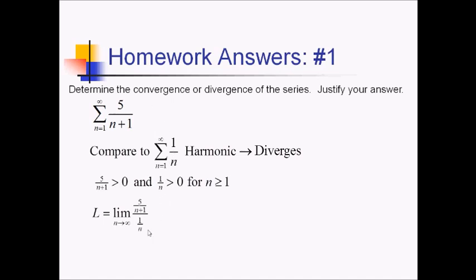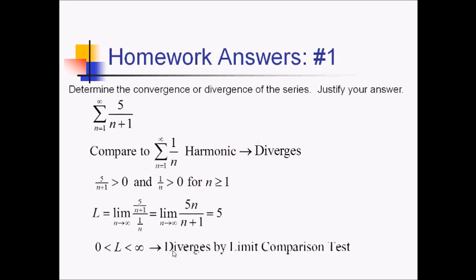Same change flip, that's going to give us 5n over n plus 1. And as n goes to infinity, this little plus 1 just goes away. We've just got 5n over n, which is 5. Now, since that limit, which I'll call L, is between 0 and infinity, since this limit is a finite number that's positive, and since our comparison series diverged, that means our original series is going to diverge by the limit comparison test.